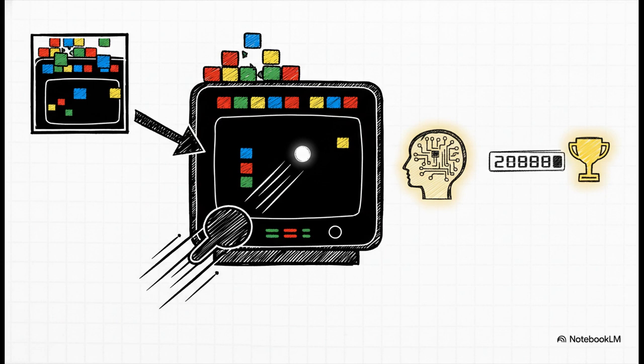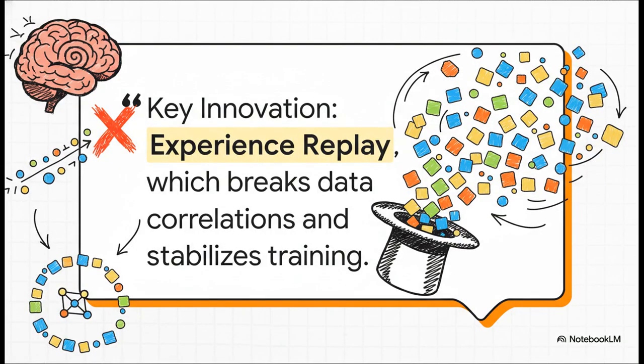This is the legendary algorithm that taught itself to play old-school Atari games by literally just looking at the pixels on the screen. And yeah, it got way better than any human. So what was the secret sauce that made DQN work? It was a genius trick called experience replay.